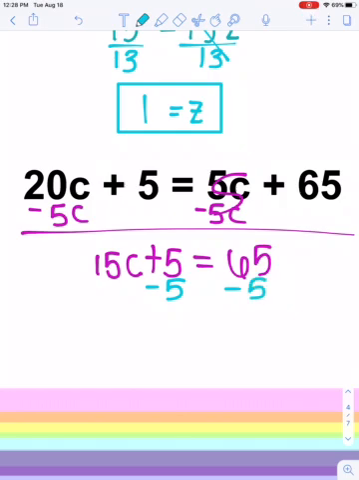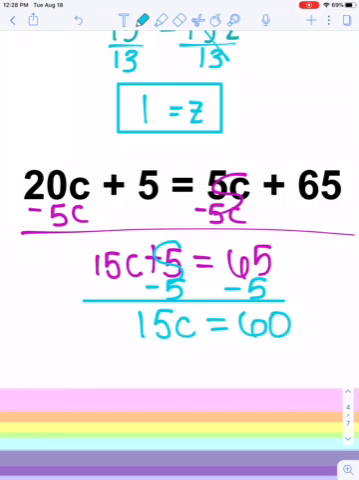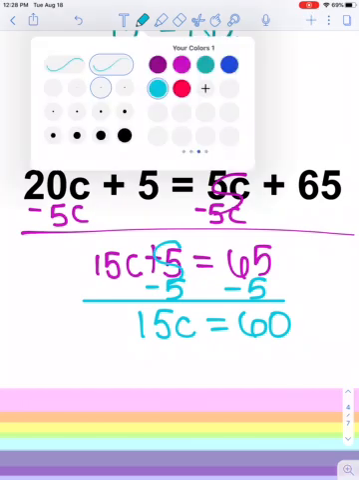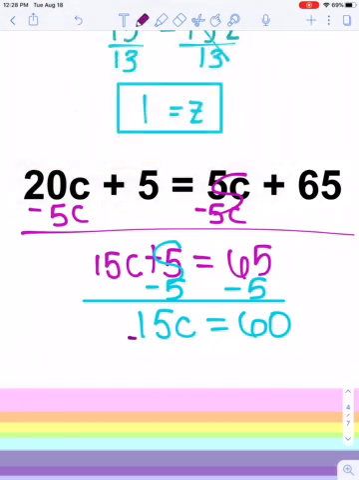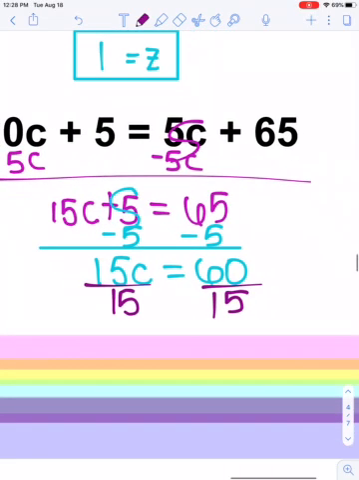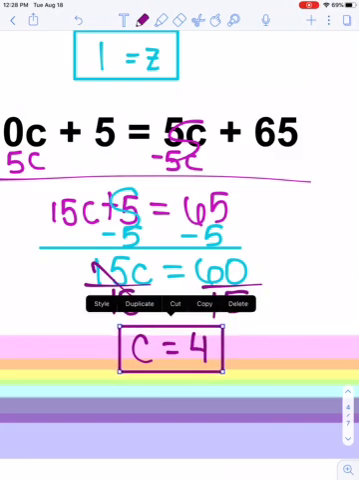Now you got to move this 5 by subtracting it because you start further away from your variable. So you have a 15C equals 60, because 65 minus 5 is 60. And then the last step is just going to be to divide by 15, which just gives you that C is 4.